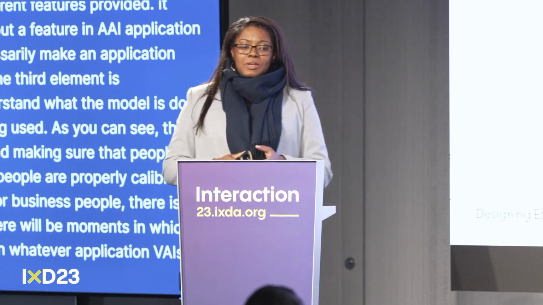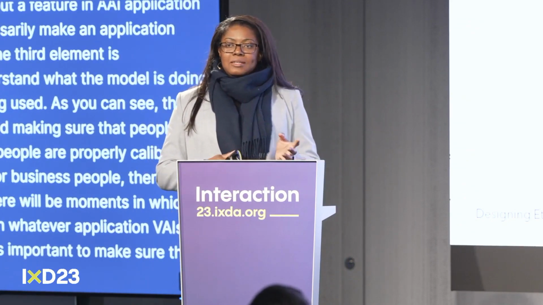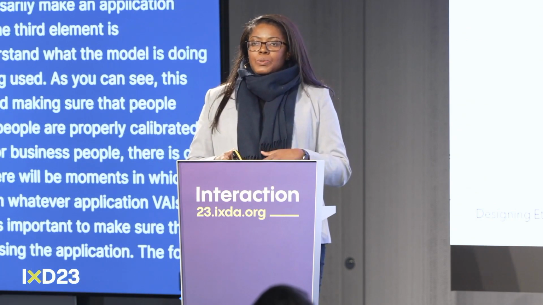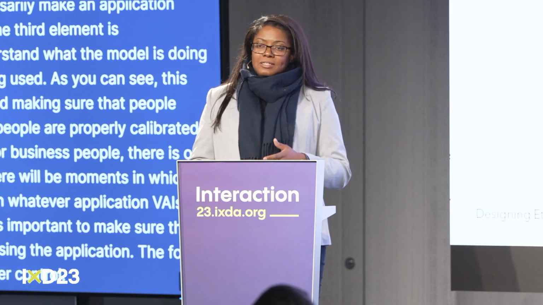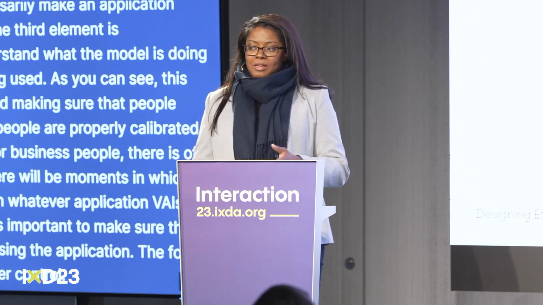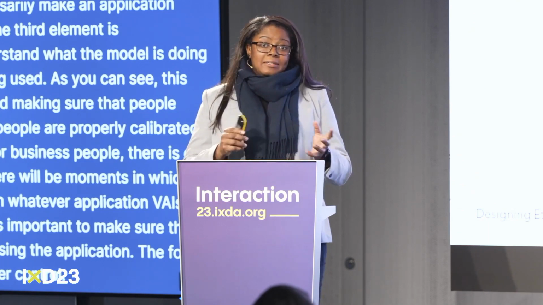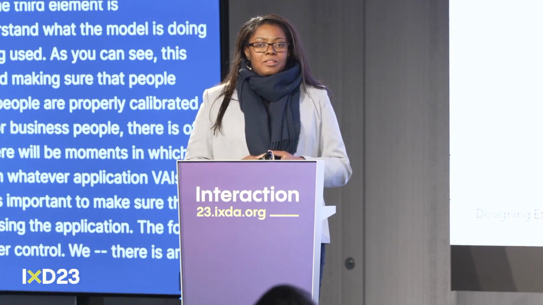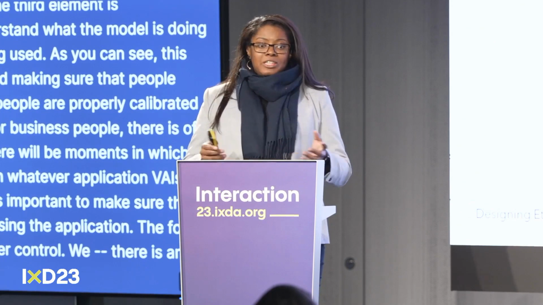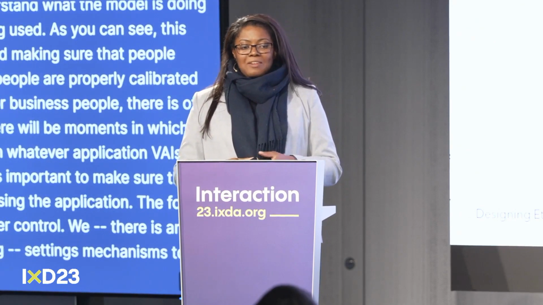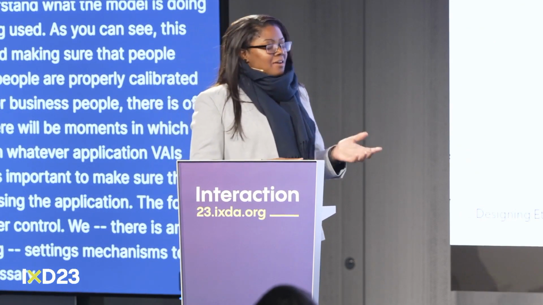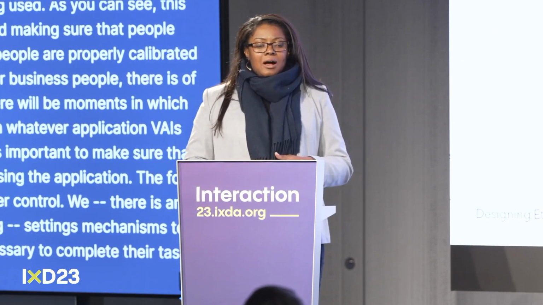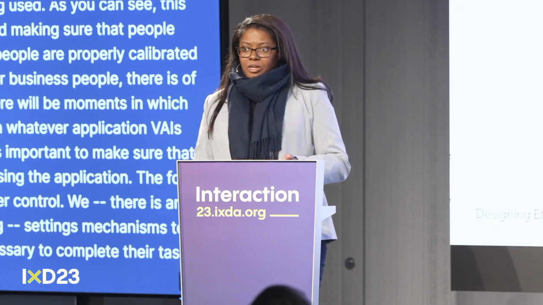Then the fourth element is feedback loops and user control, which is essentially to provide affordances in an interface that enable users to easily provide the data that is needed for the model to run effectively, and also to provide settings mechanisms for them to change or share whatever they think is necessary to complete their tasks with an AI application. And finally, data ethics, which is what we have been discussing previously. It is pretty much known and essentially driven by the European Commission with the GDPR.